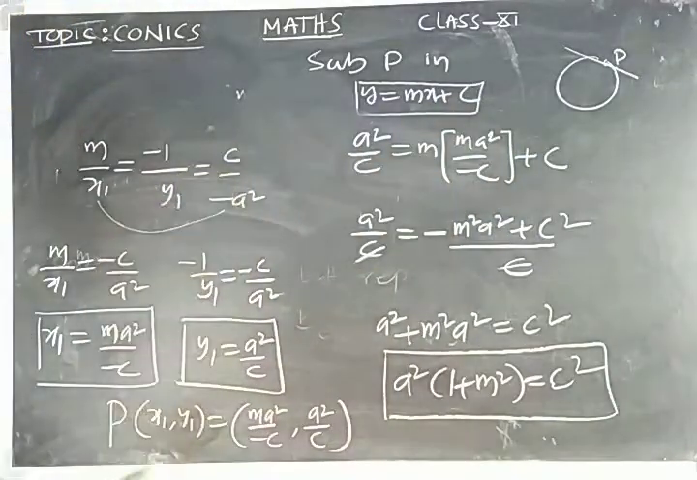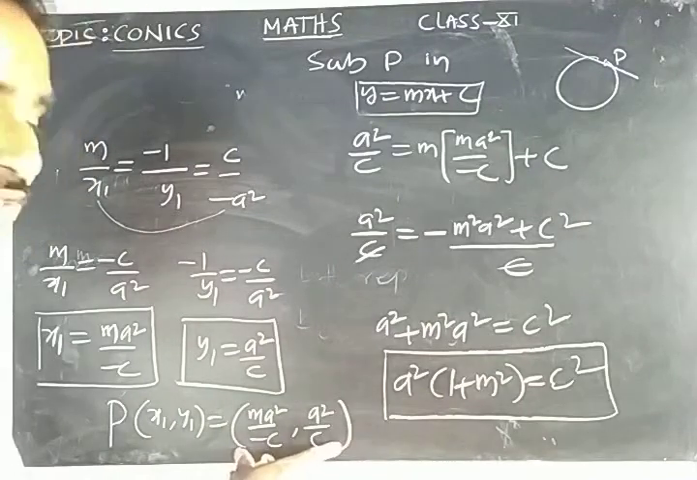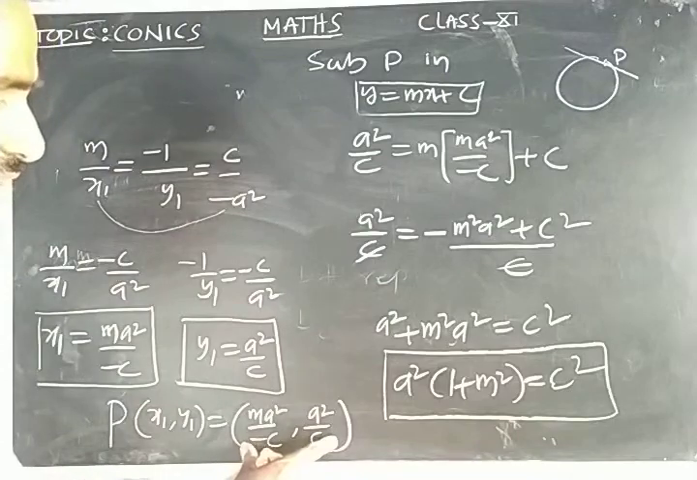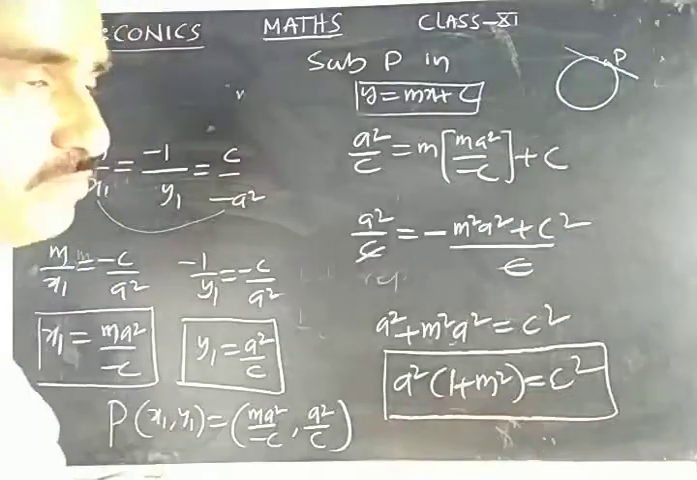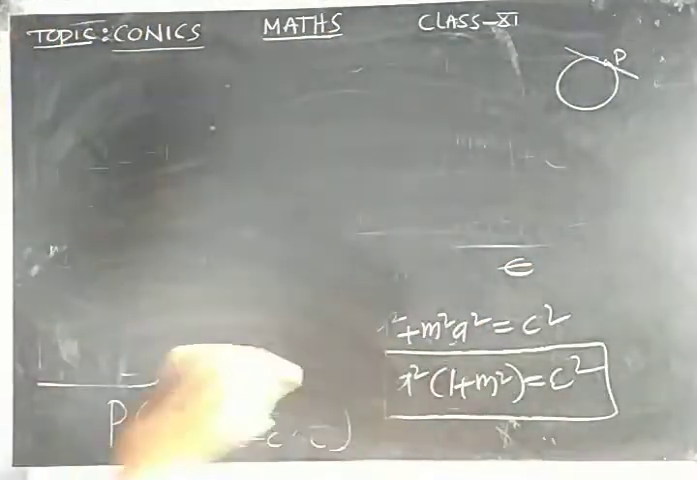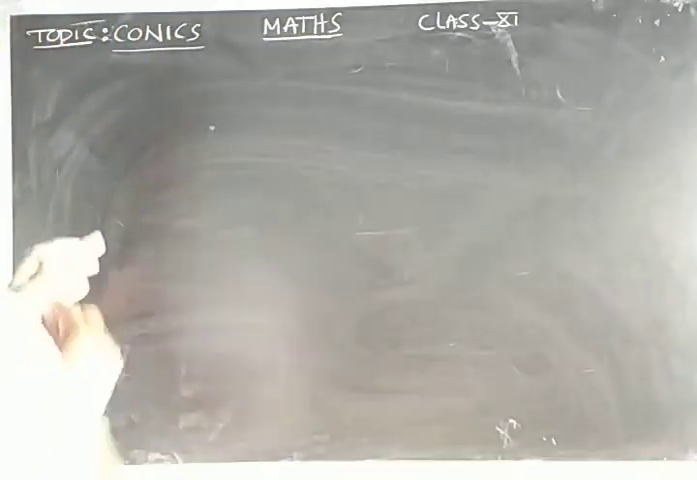The first conic is the circle. So this is the point of tangency formula, and this is the point of contact formula. To find the point of contact, use this formula. To show a line is a tangent to the circle, use this formula. Now I am going to derive the condition of tangency of a straight line to the parabola.